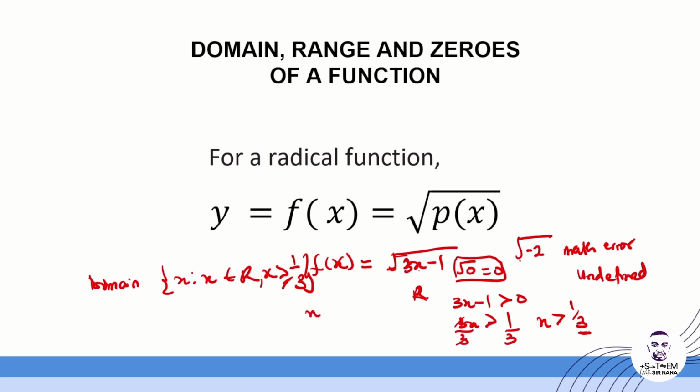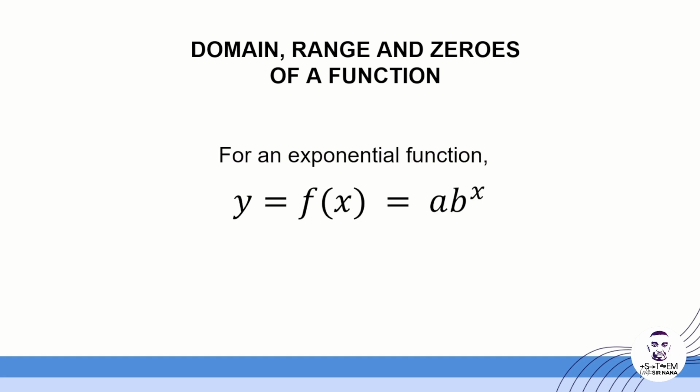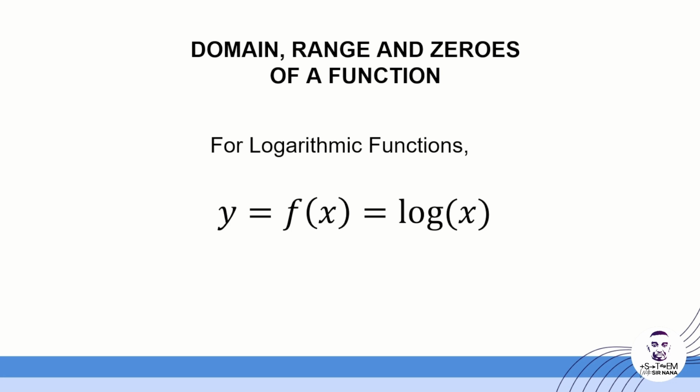So if x is less than 1 over 3, what happens? You realize that the function becomes what? Undefined, right? Or there is a math error. So that is for radical functions. And then for exponential functions, any value we put here, which is in the real number system, will make the function defined. So x is a member of all real numbers, which means x can be anything in the real number system and we'll be able to get a value for the exponential function. And then we have logarithmic functions as well, right?